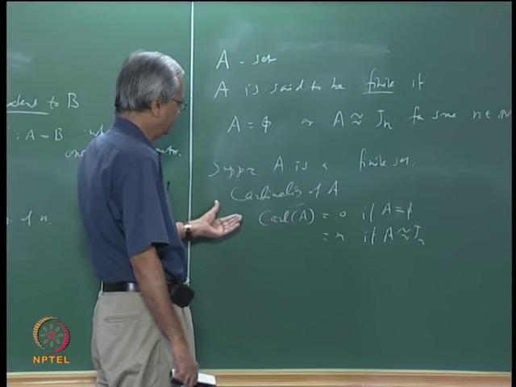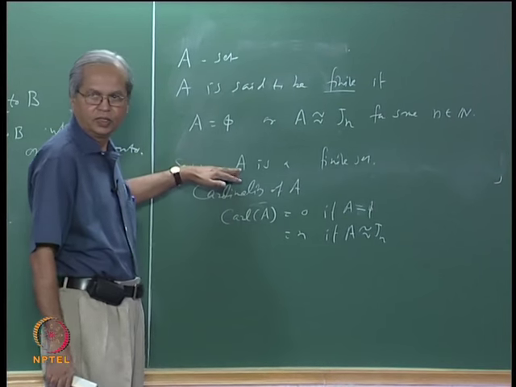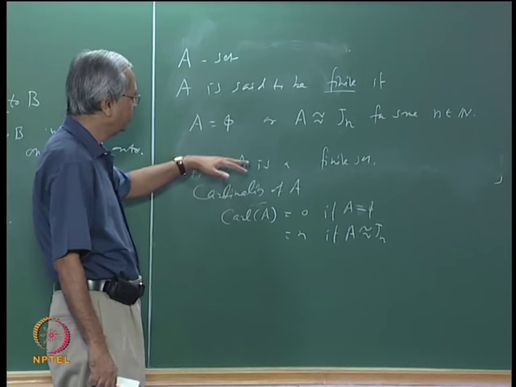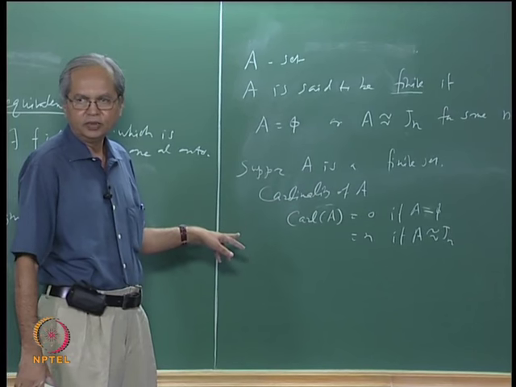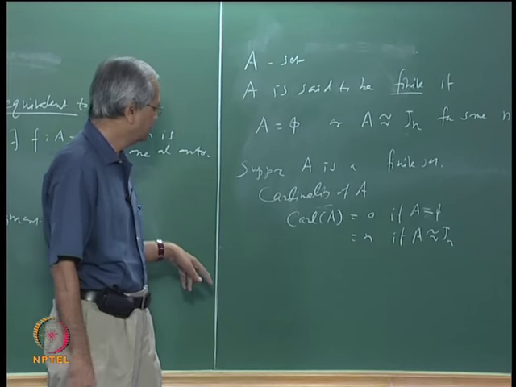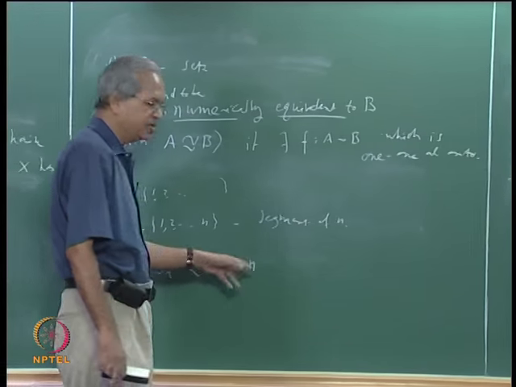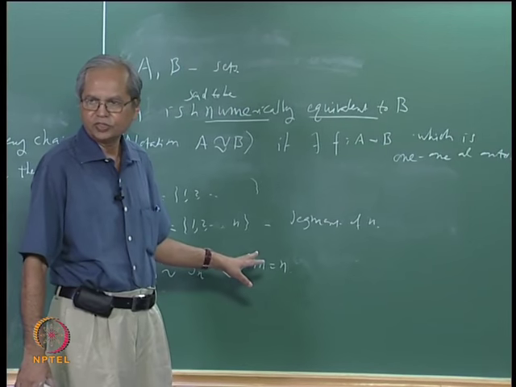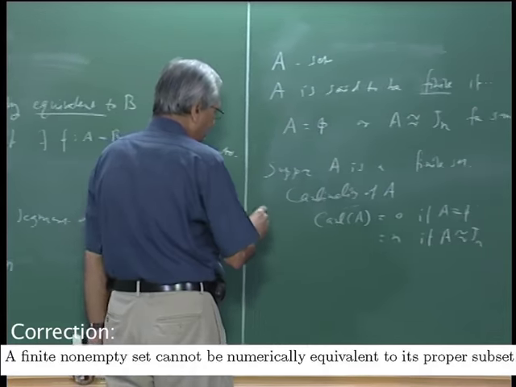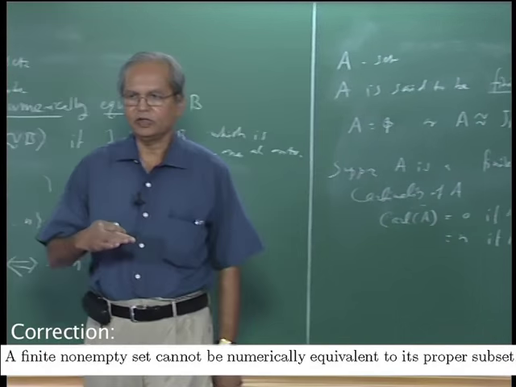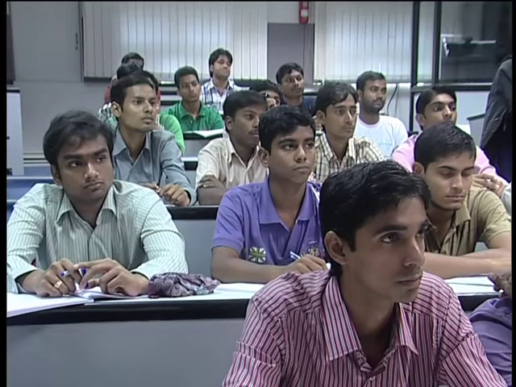Because if you take any subset A of B, then B also will be numerically equivalent to one of these Zm's, and then again we use this. There will be no bijection if M is different from N. So we can say that a finite set cannot be numerically equivalent to any proper subset of itself.